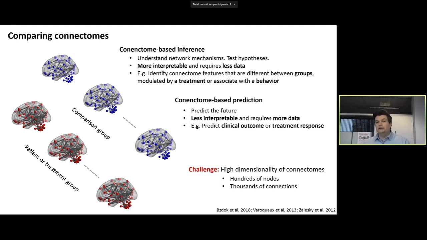An alternative goal might be connectome-based prediction, and this is where we want to actually use connectome attributes to predict something about the future. That might be clinical outcome or response to the treatment. So I'm going to consider both connectome inference as well as connectome prediction. In both these cases, the challenge is the high dimensionality of the connectome. We're typically dealing with hundreds of nodes and potentially thousands, tens of thousands of distinct connections.